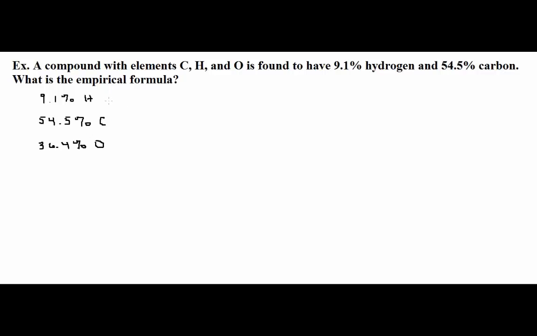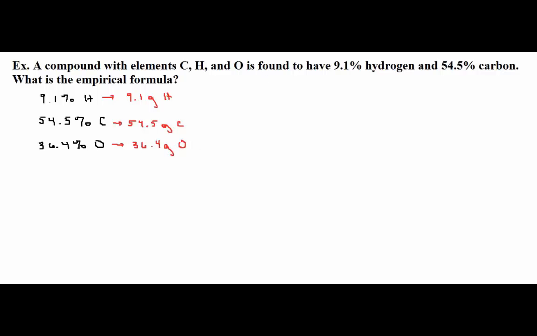Now, before we get started, we have percents here, and in order to get rid of these percents, what we can assume is that the total mass of our compound is 100 grams. If that's the case, then 9.1% of that 100 grams would be 9.1 grams of hydrogen. 54.5% of that would be 54.5 grams of carbon. And then finally, 36.4% would be 36.4 grams of oxygen.